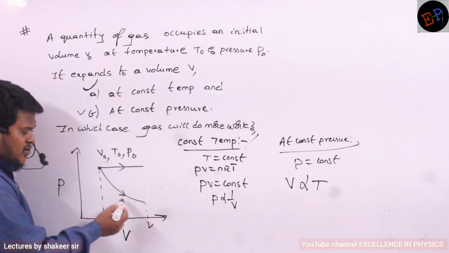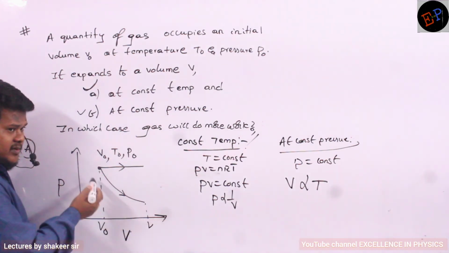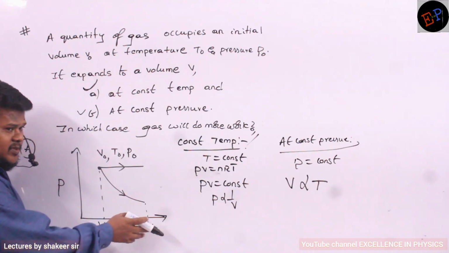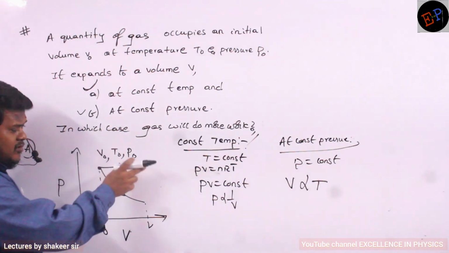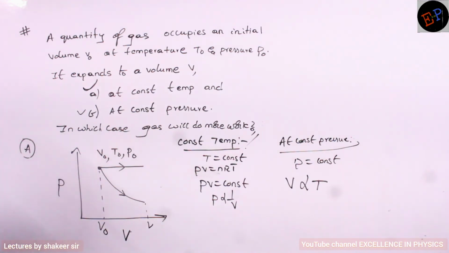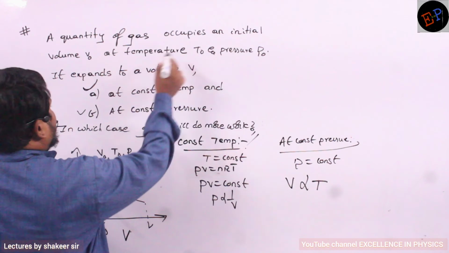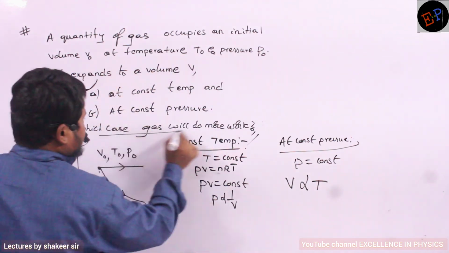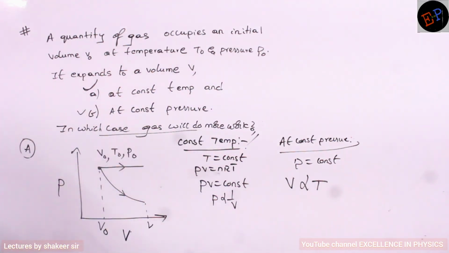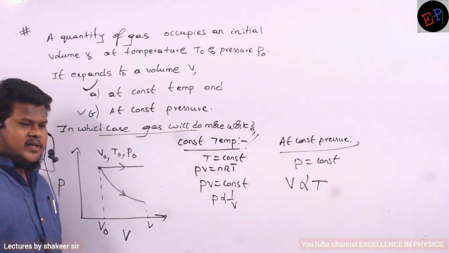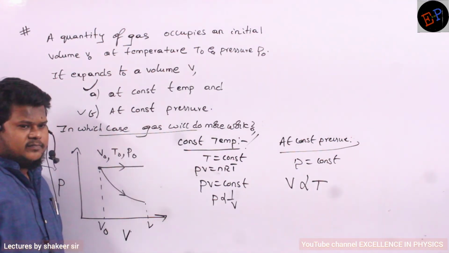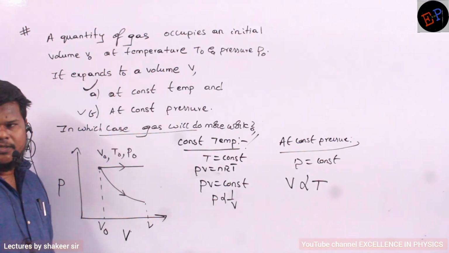So here pressure and volume, both of them, are not constants in the first graph. Pressure is also variable, volume is also variable. But in the second graph, only volume is variable, pressure is not a variable. So this is my graph. What he is asking, in which case work done will be greater? Work done depends on what? Area. So in which graph is the area greater? Second graph. That is my answer.